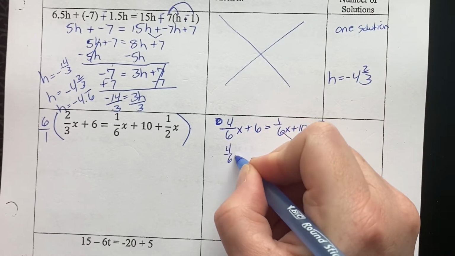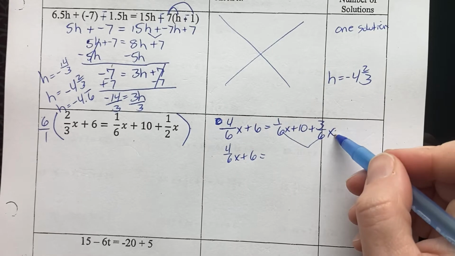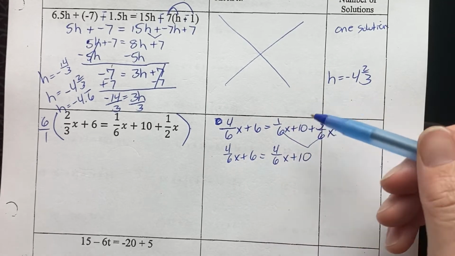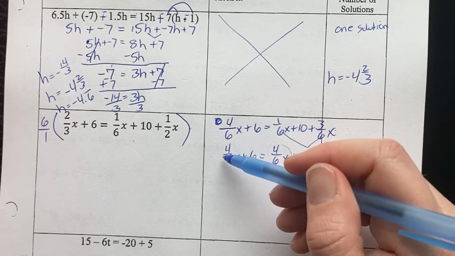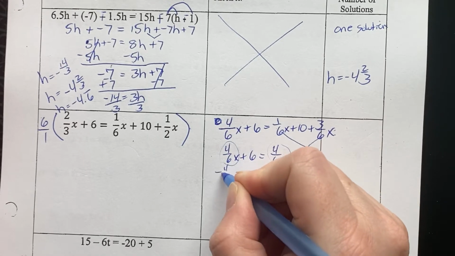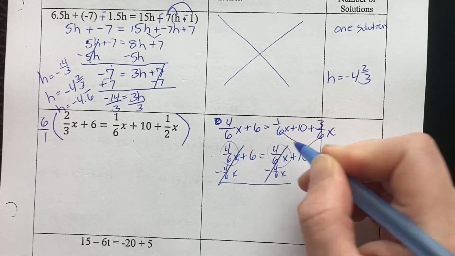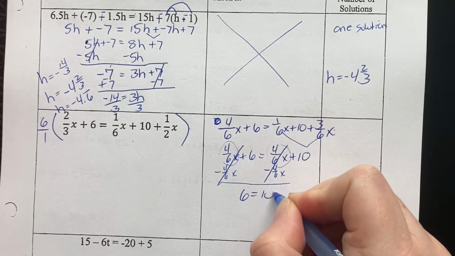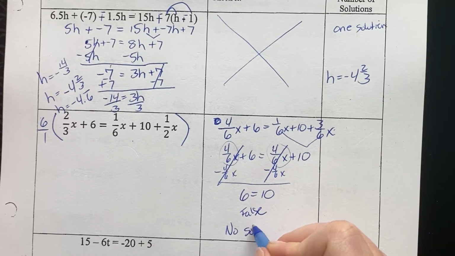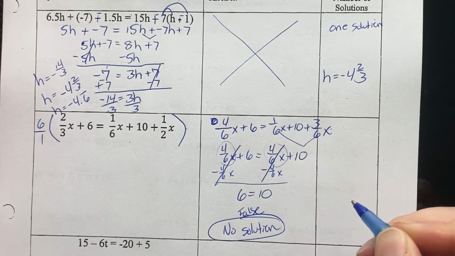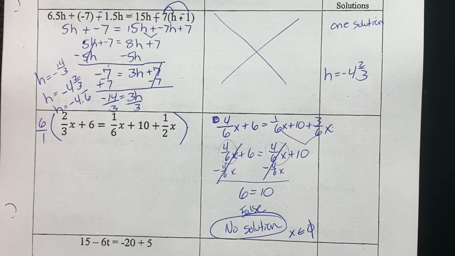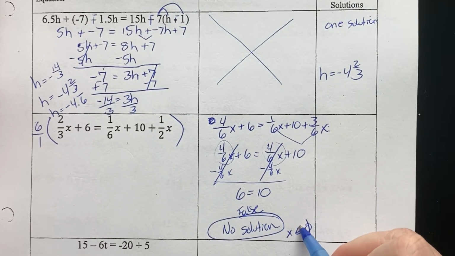So 4/6x plus 6 equals 4/6x plus 10. Now I should be able to stop right here. This term is equal to this term. If I subtract that term from both sides, I know they're both going to go away. I get 6 equals 10, which is false. This is no solution. Or x is the set containing the empty set. I would accept either. That's a little messy there.